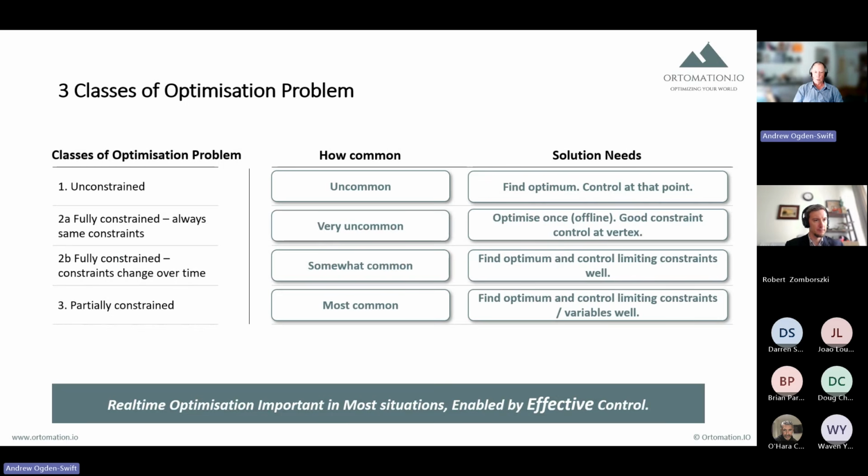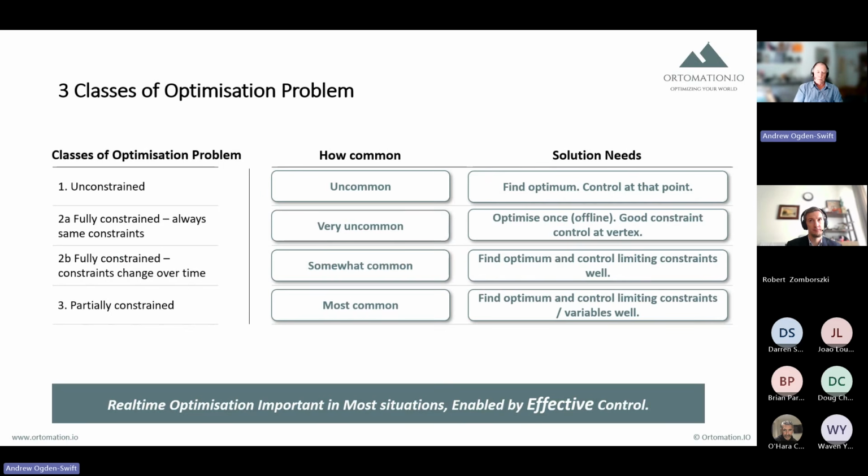And then the third is by far the most common, where the optimum is not fully constrained. So if you have, say, 5 variables you can adjust, then you're only running at 3 or 4 constraints at any point in time. And again, the challenge there is to find and track the optimum and control well at the limiting constraints.